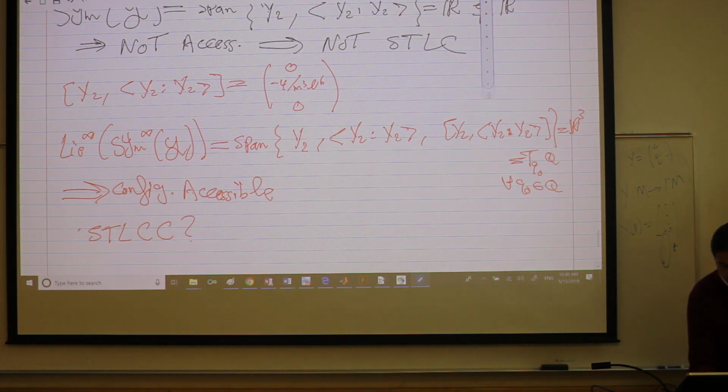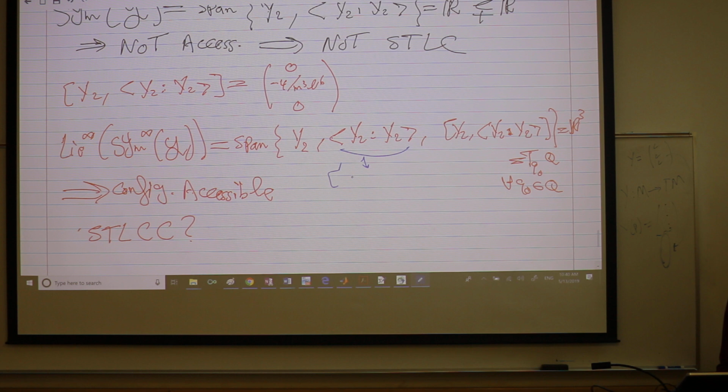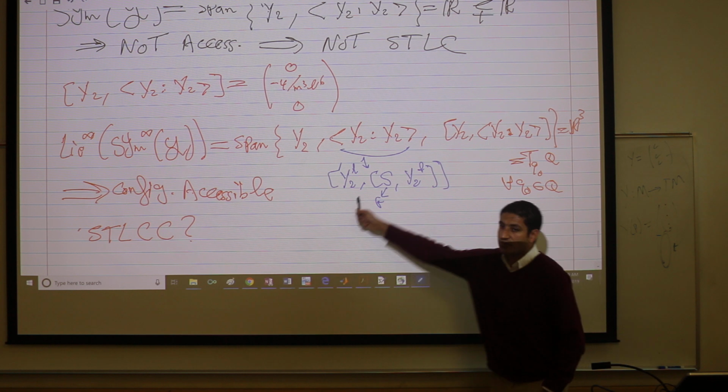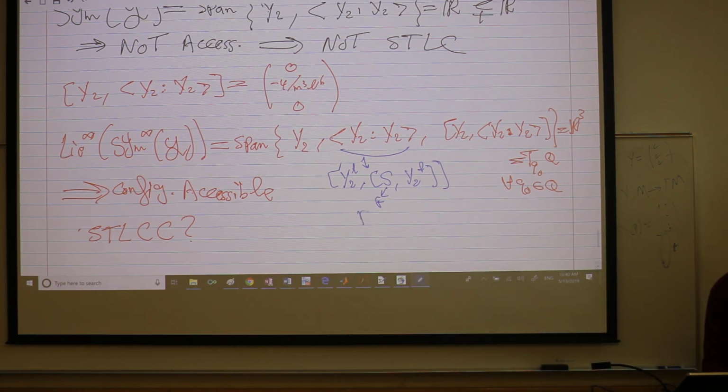Yes, this guy. Remember this, what is this guy in your space? This was y2 lifted, s, which is the drift, y2 lifted. So this is a bad bracket. That's okay, we need to go and see if we can neutralize it or something.